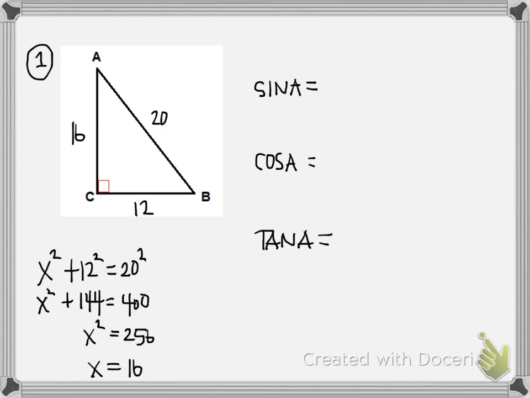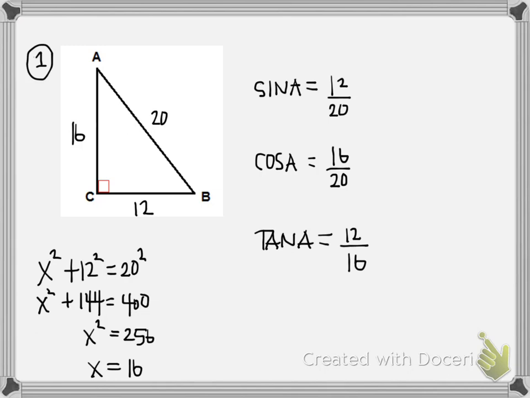Sine of A is going to be my side that's opposite, so 12 over 20. Cosine is going to be your adjacent side, so it's going to be 16 over 20. And tangent is going to be 12 over 16, so the side that's opposite over the adjacent.